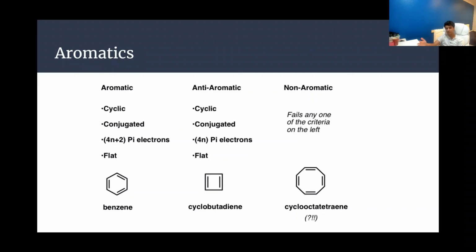Anti-aromatic has all of these, except it doesn't have the right number of pi electrons. Non-aromatic is not flat. Like this compound contorts, and so it's not aromatic, and this doesn't satisfy the number over here.